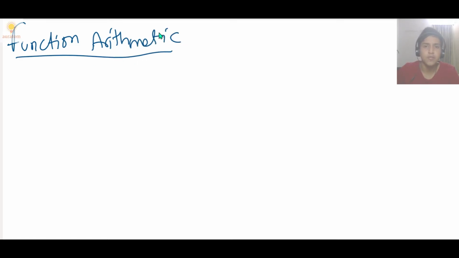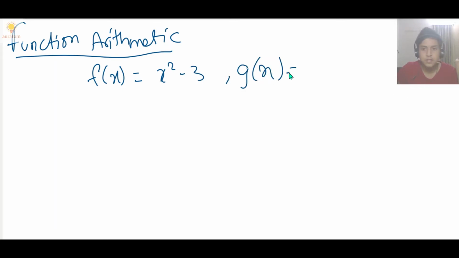The concept of function arithmetic is like adding two functions, subtracting two functions, multiplication and division of functions. So let's see how they work. Let's take an example of two functions, f of x, which is x squared minus 3, and g of x, which is 3x plus 8.